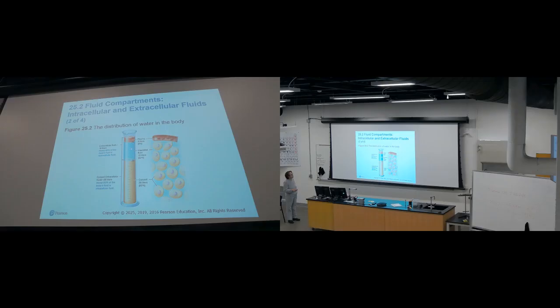So if you see it in a column, in a graduated cylinder, this represents what we have inside our cells. 60% of the body fluids is inside the cells, in the cytosol. And then 32% outside the cells, and 8% here in plasma.